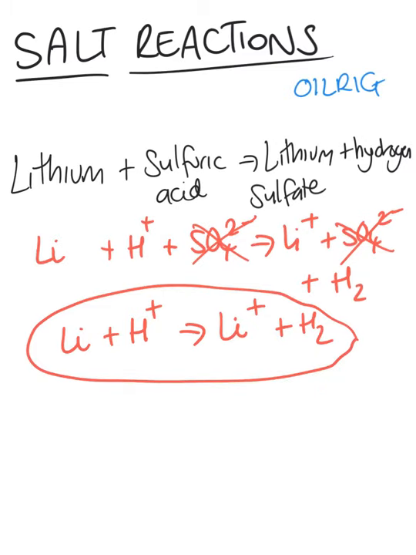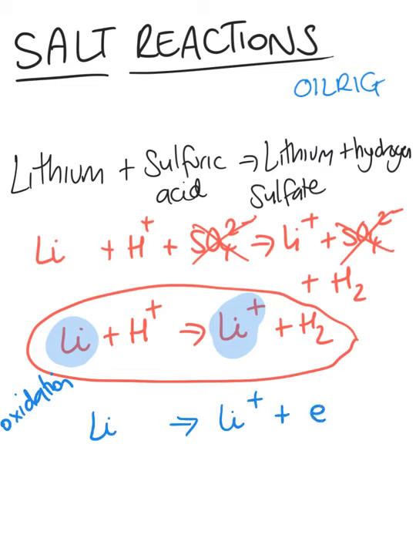Let's split it into your 2 half equations. Now let's start with lithium. What's lithium doing from this side to this side? Lithium is going from Li into Li+. So lithium from the left hand side to the right hand side is losing electrons. Oxidation is loss. That is your oxidation half equation. Now oxidation is a loss of electrons, and we show the loss of electrons on the right hand side. There is 1 electron being lost because it is a 1+ ion.